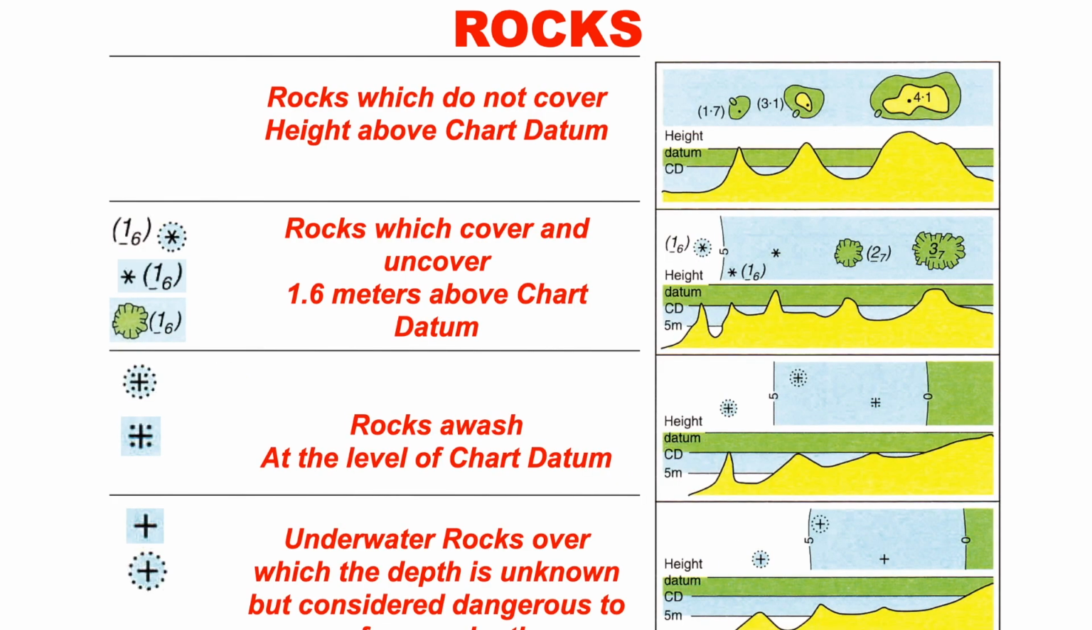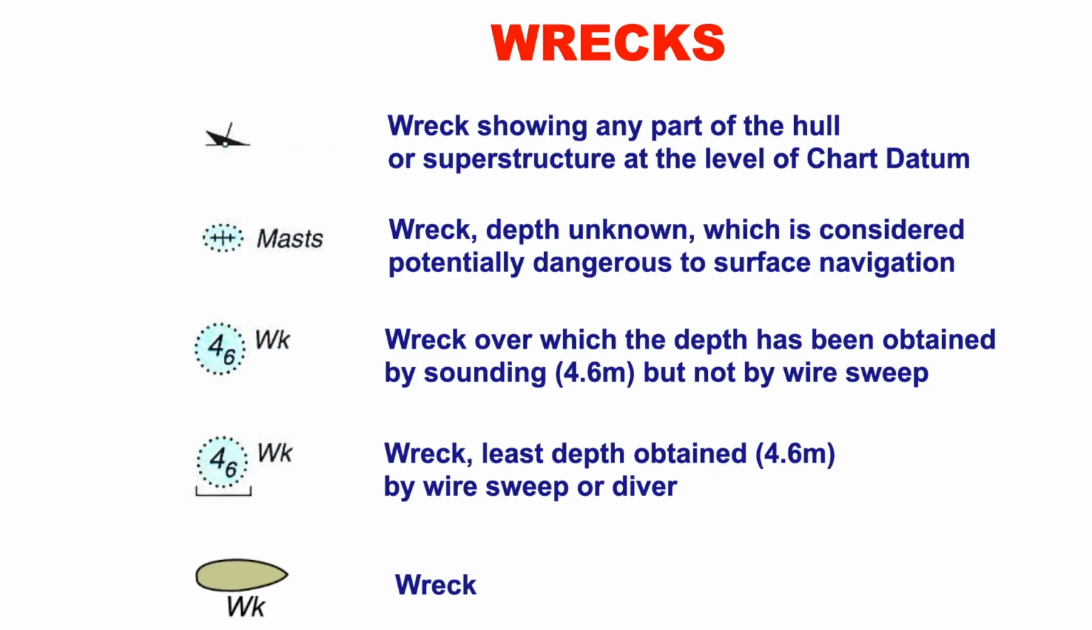And here's another diagram showing the rocks, which will be in your almanac. Wrecks are shown here. The top one is sticking out of the water. The next one down, wreck, depth unknown, considered dangerous to surface navigation. Next one, wreck over which the depth has been obtained by a sounding, so we know there's 4.6 meters there. And the next one, 4.6 meters, and it's been either dived or swept by a wire.